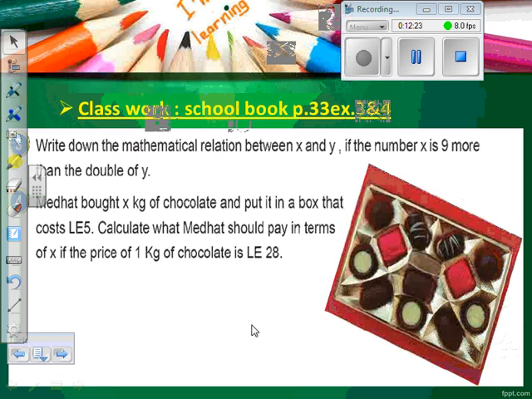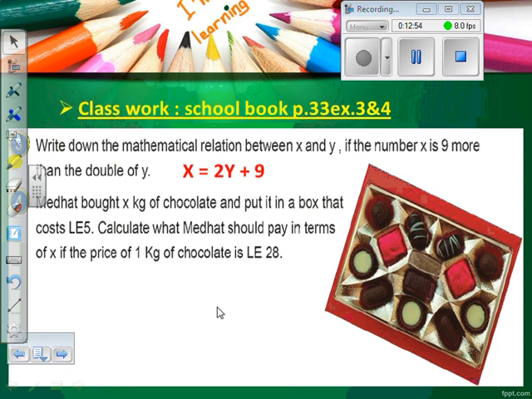On the same page, page 33, we will solve exercises number 3 and 4. Exercise number 3: write down the mathematical relation between X and Y if the number X is 9 more than the double of Y. What is the meaning of double of Y? It means 2Y. Then it's 9 more than, so X will be 2Y plus 9.